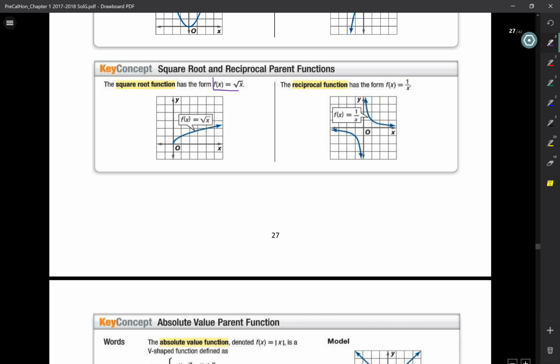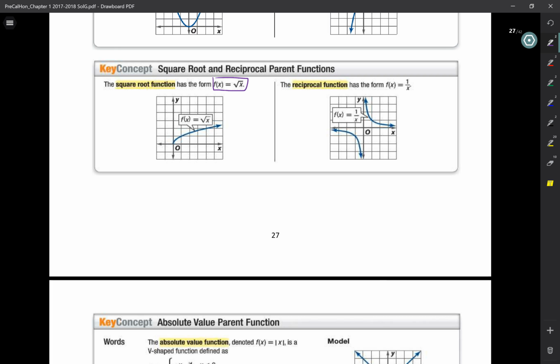Next, the square root function. The square root function looks like this. So what do we know about the domain for the square root function? The stuff inside must always be greater than or equal to 0. So it's defined from 0 to infinity. For example, can x be a negative number? No. Can it be 0? Yes.